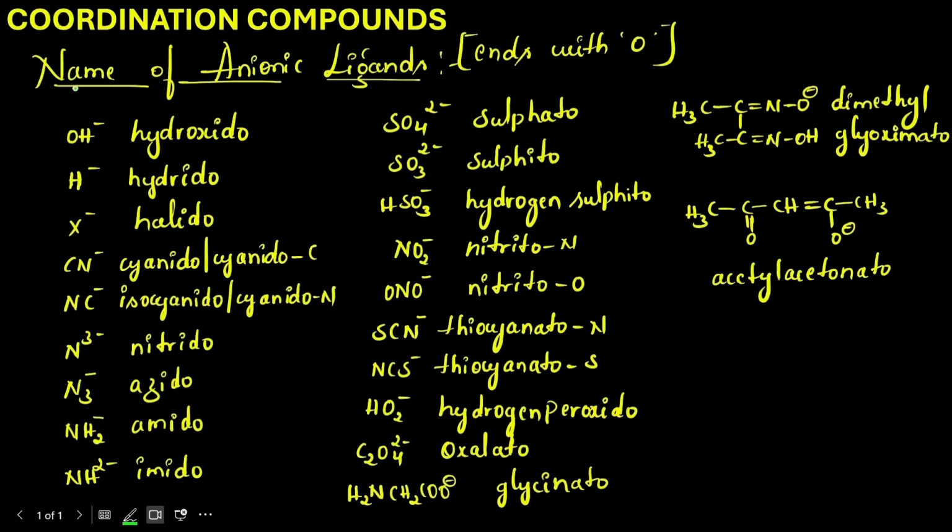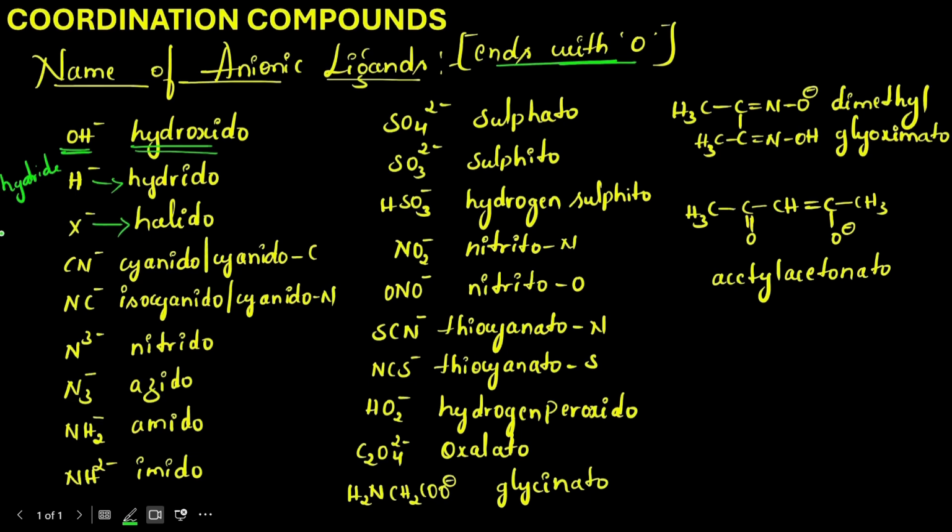Next we will see the names of anionic ligands. While naming anionic ligands, the name of the anionic ligand should end with o. Now we will see here OH- is there. It is not hydroxide. Instead of that, it is named as hydroxido. Here H-, it is not hydride. It is named as hydrido. Here X- is there. That means halogens. Therefore, it is named as halido.